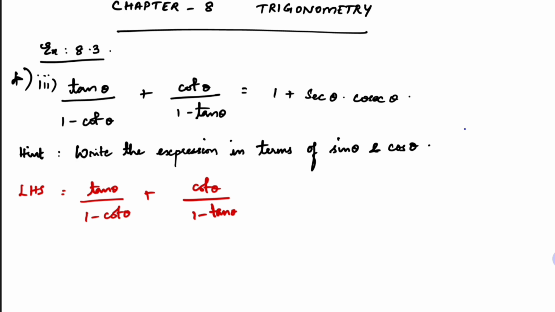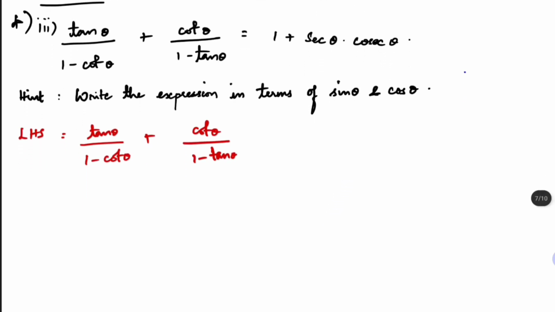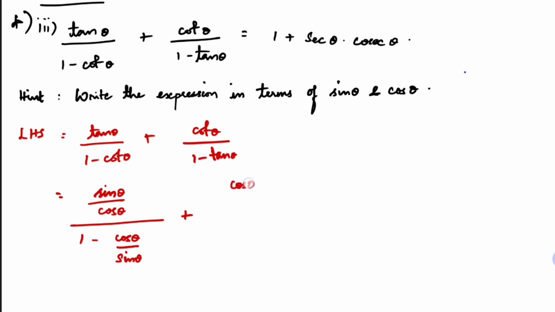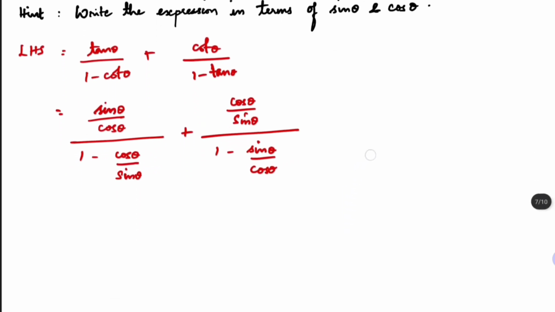Very clearly we have to write each of the terms in terms of sin theta and cos theta. Tan theta is sin theta by cos theta, the whole divided by 1 minus cos theta by sin theta. Now the next term plus cot theta is cos theta by sin theta, the whole divided by 1 minus sin theta by cos theta. Now we have to simplify these terms.